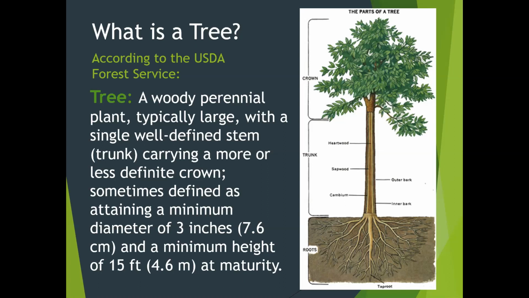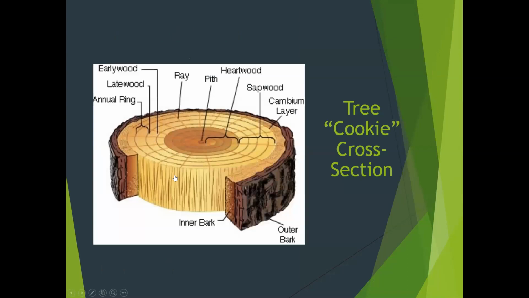But in general, they're at least 50 feet tall, 3 inches wide at 4.5 feet from the ground, or at breast height. And the major parts are the crown, the trunk, and the roots. The internal portion of the tree is also important. You may see something like this when you come to do some of the Envirothon activities.